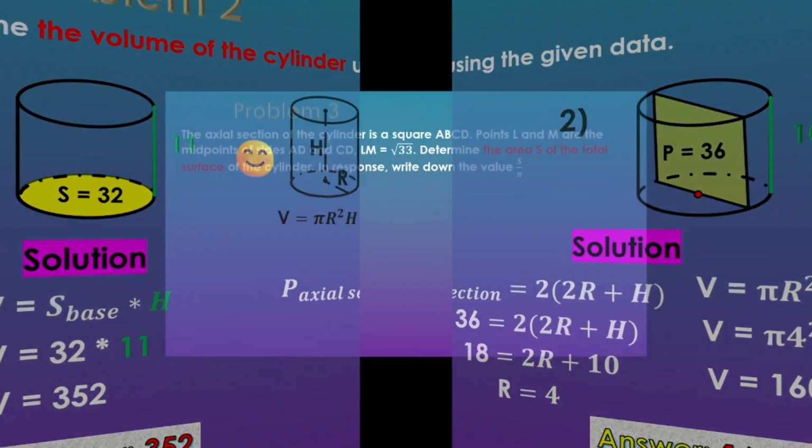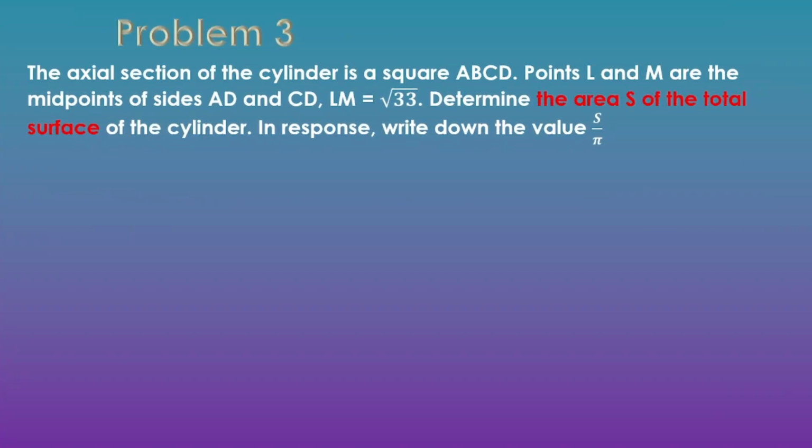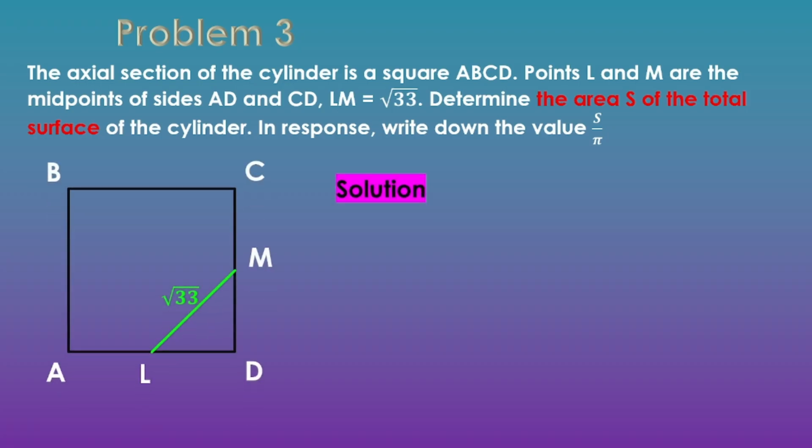Problem 3. The axial section of the cylinder is a square ABCD. Points L and M are the midpoints of sides AD and CD. LM equals root 33. Determine the area S of the total surface of the cylinder. In answer, write down the value S over pi. Well, let's first draw the axial section of the cylinder, which is a square.